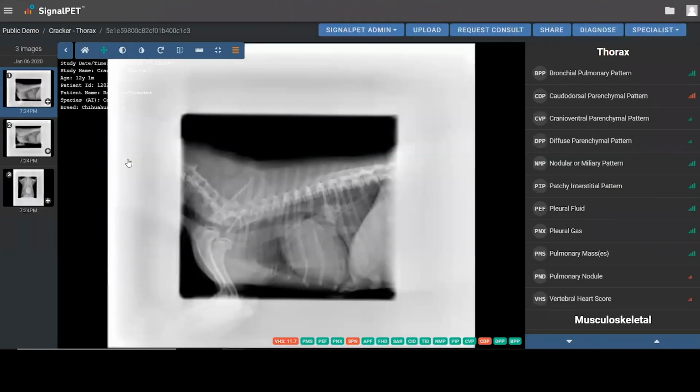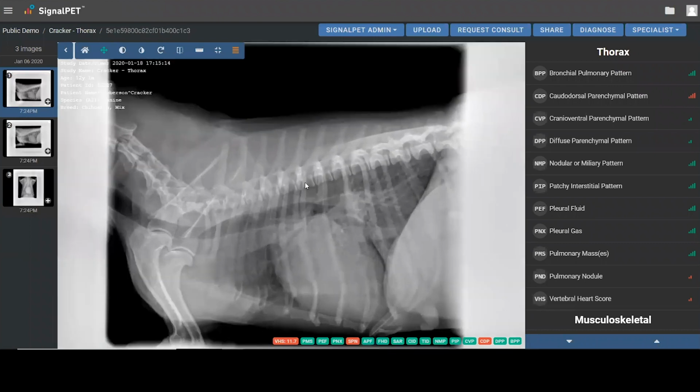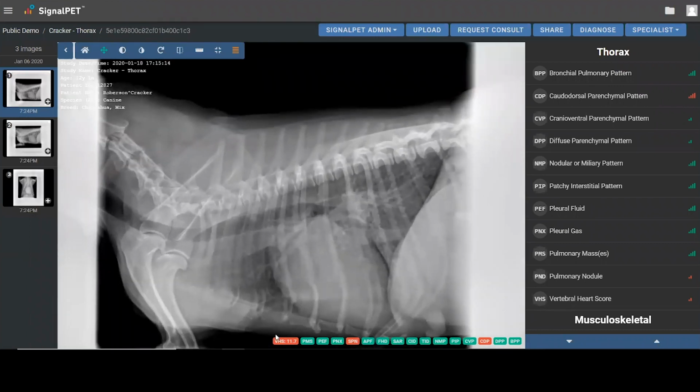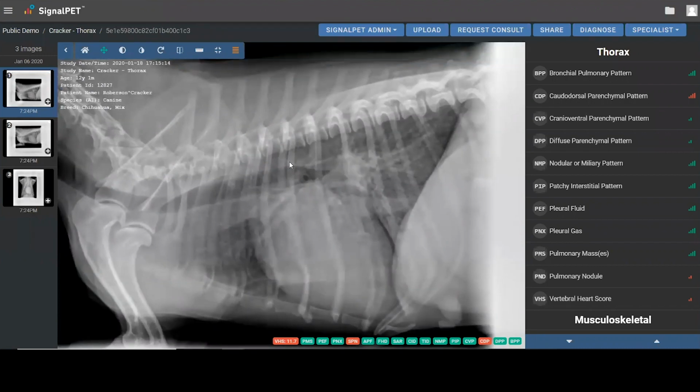Here we have Cracker's radiographs. In addition to the radiographs, we also have the test results from SignalPET, here in short form and then in longer form here. Let's take a look at this radiograph. Yep, heart is definitely enlarged. We can see a bulge in the left atrium, and the heart is tall and dorsally displacing the trachea. We also see this unstructured interstitial pattern here, the lobar sign along here.